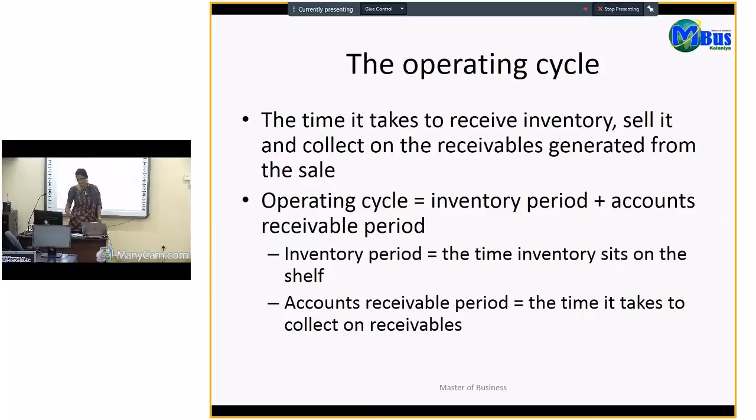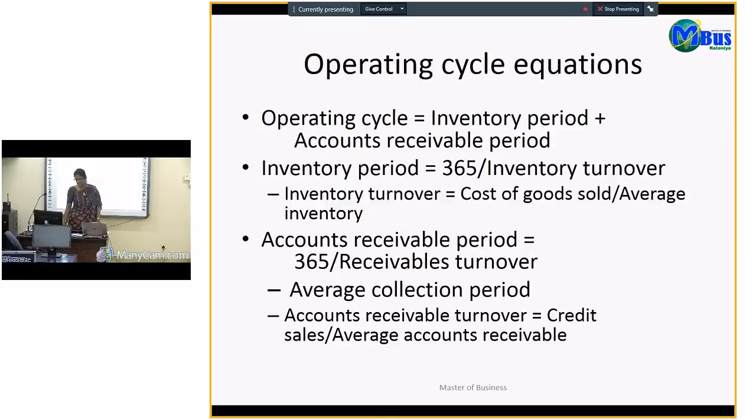The same thing is explained there. Operating cycle equals inventory period plus accounts receivable period, right? Inventory period is the time inventory sits on the shelf. Accounts receivable period is the time it takes to collect on receivables. Then again, inventory period is 365 divided by inventory turnover. What is inventory turnover? Cost of goods sold divided by average inventory.